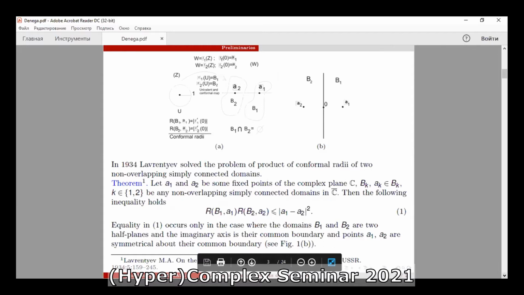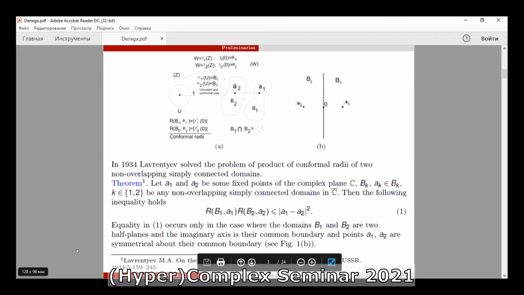In 1934, Lavrentiev solved the problem of the product of conformal radii of two non-overlapping simply connected domains. Lavrentiev proved inequality 1: for two fixed points A1 and A2 of the complex plane C, and two domains B1 and B2 being any non-overlapping simply connected domains in C, the inequality 1 holds.